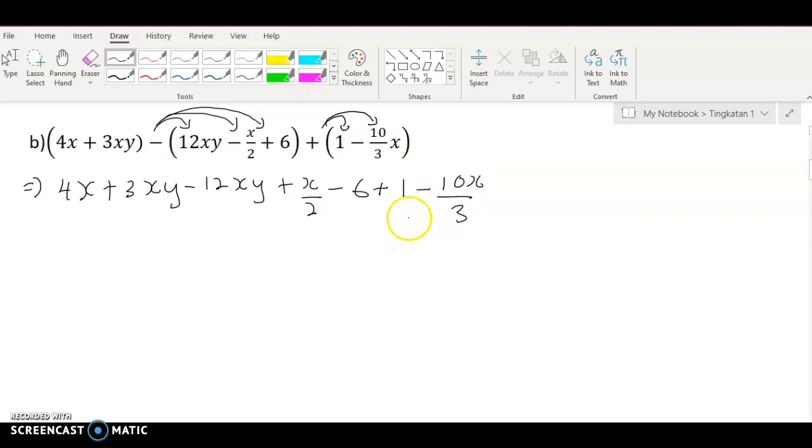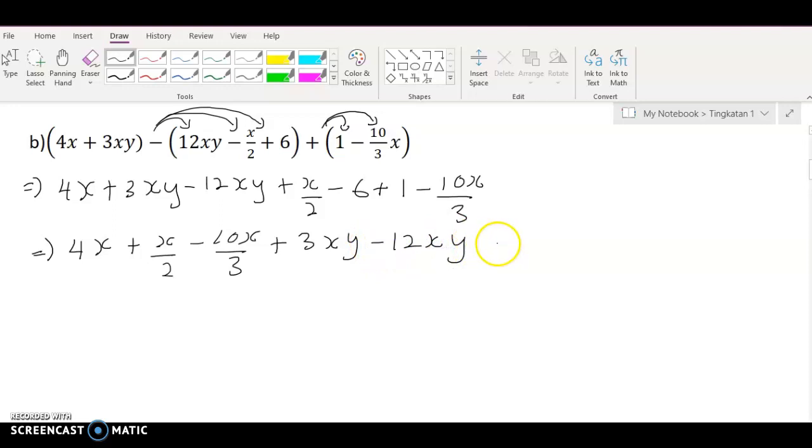Now that you have opened all the brackets, you have to arrange them back. I write 4x first. Now try to find the like terms for x. You can see that 3xy is not a like term for x, and xy also is not. But here you have positive x divided by 2, and minus 6 is not a like term, 1 also not, and negative 10x divided by 3 is a like term. Then we move on to another one, positive 3xy. Find the like terms of xy, which is negative 12xy. The others don't have any. Then we move on to the remainder, which are negative 6 and plus 1.